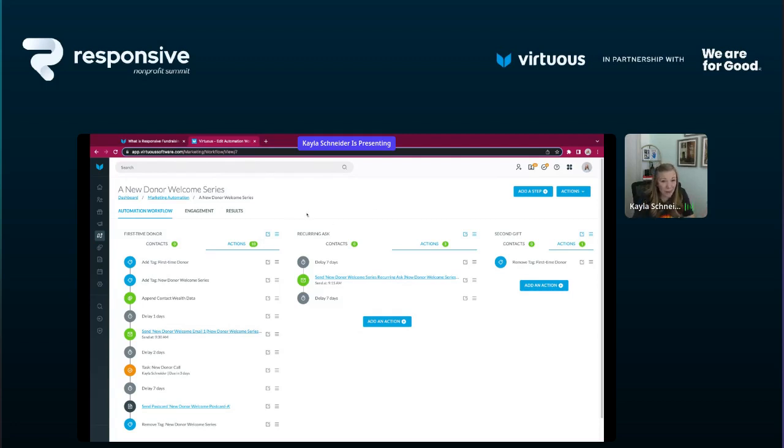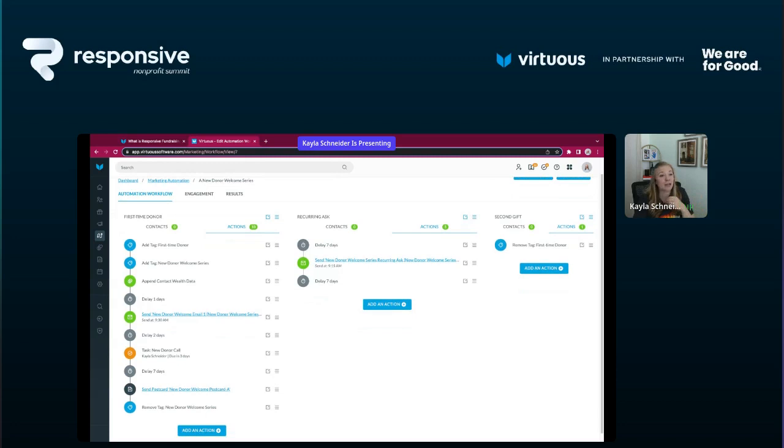So here, this is actually based on that template where we're adding and doing some internal tasks. We're adding a tag into the system as a first time donor. This allows us to know, when I look at that record, they're a first time donor, they've given one gift. I'm also going to add them into a new donor welcome series. I'm going to use it as an exclude personally to make sure I'm not bombarding them with a bunch of other marketing pieces as we move forward. We're appending that wealth data that we talked about, and then also having an internal task go out to have somebody give them a call and thank them for that very first gift.